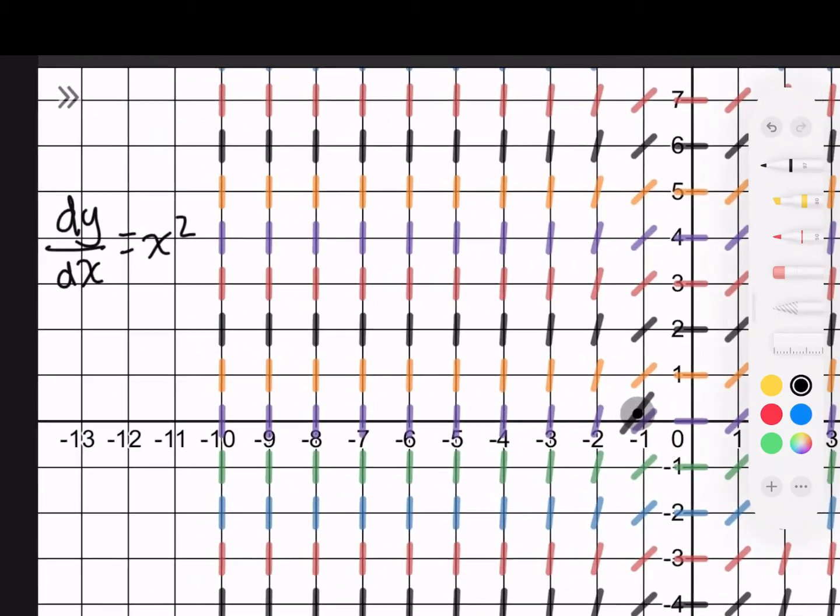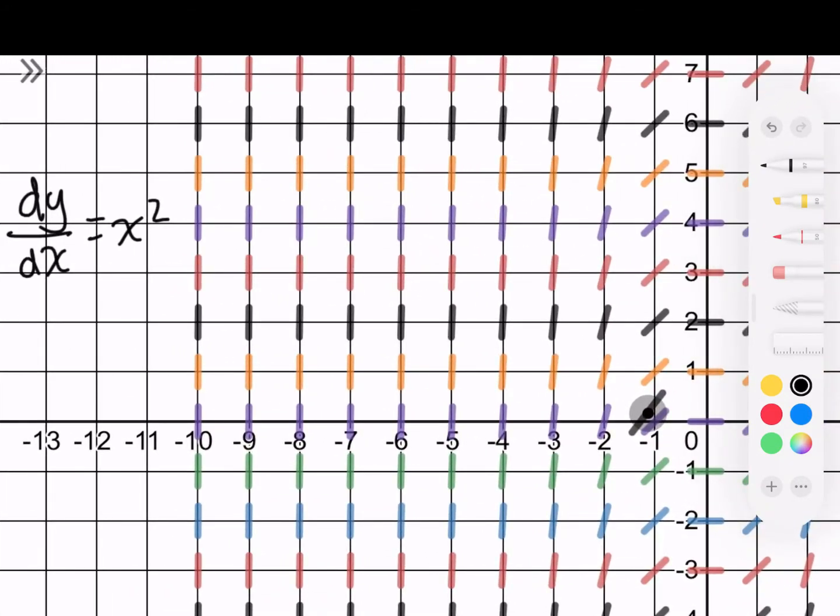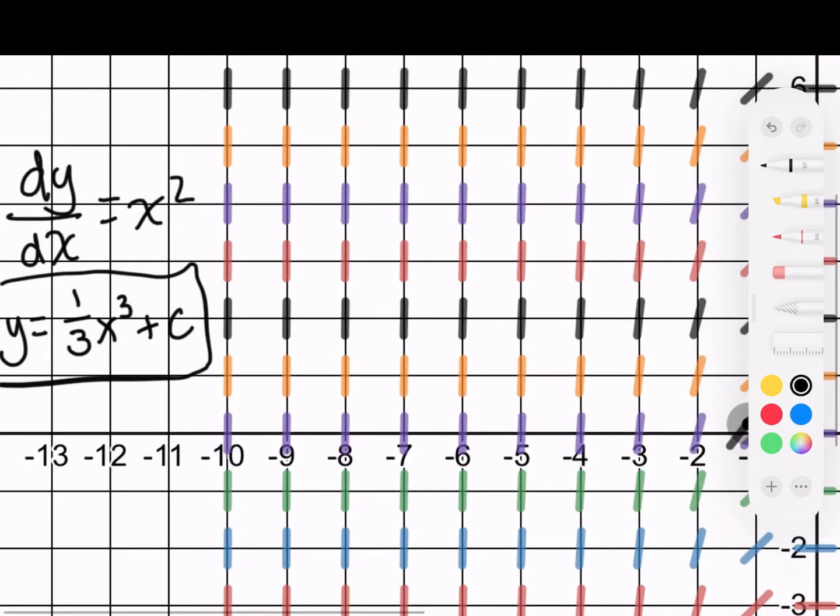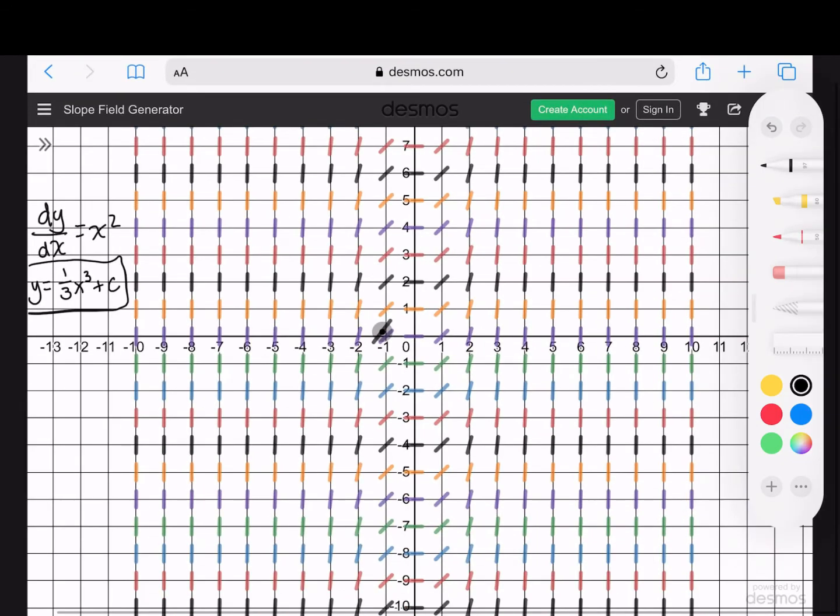If we think about this algebraically, it makes sense. If I were to take the antiderivative to solve, I would get y equals 1/3 x cubed plus c. So this is my infinite solutions, which is just a cubic, a cubic function that's shifted by c. If you look at the slope field, you can see it in there. Let's look right here. If we follow this slope field, this is exactly how you'd look at it. There's the cubic right there.